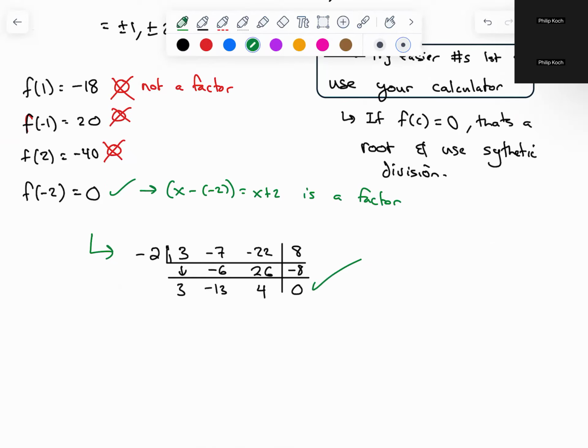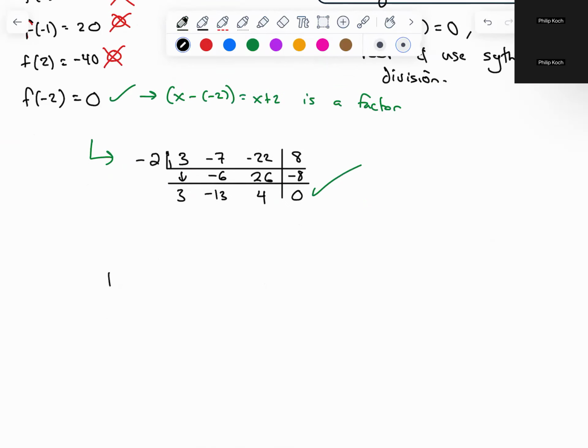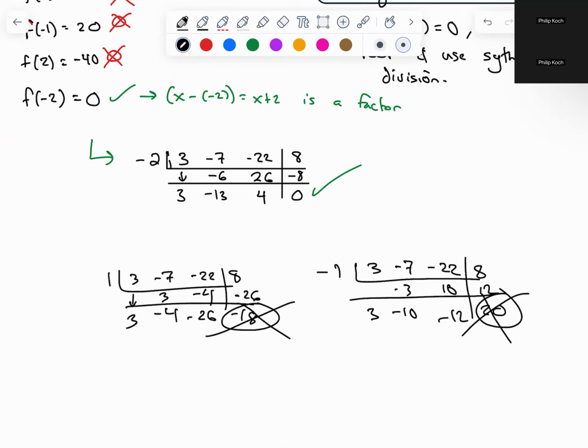Please do so. The way I originally did it, while people are finishing that up, I went, okay, 1 divided into 3, negative 7, negative 22, 8, 3, 3, negative 4, negative 4, negative 26, negative 26, negative 18. Nope. Then I tried negative 1 and did the same thing. 3, negative 7, negative 22, 8, 3, negative 3, negative 10, 10, negative 12, positive 12, 20. Nope. And I would go like that, and that takes way too long. It's a lot of space just to find one zero.